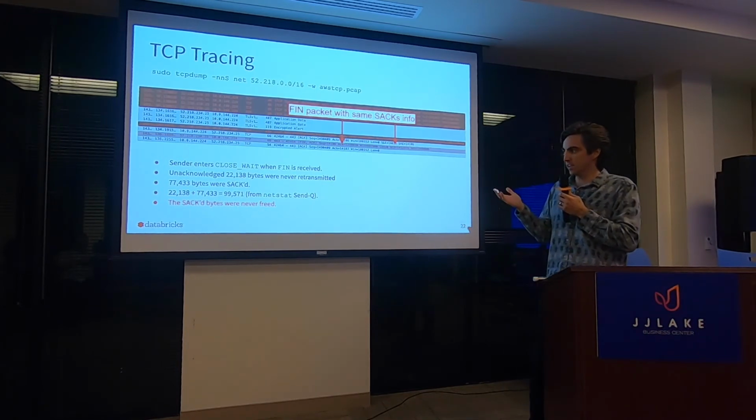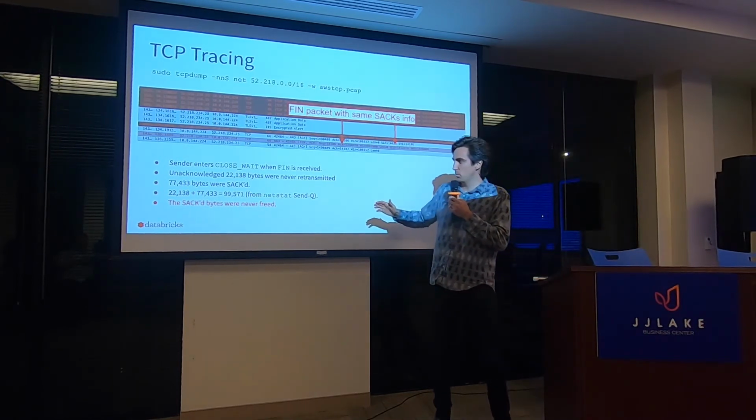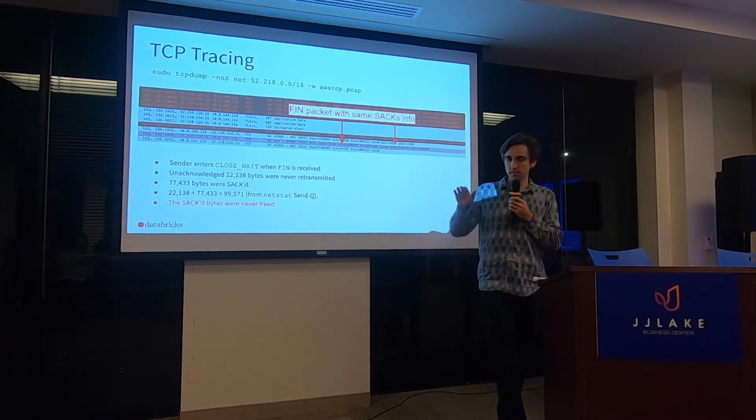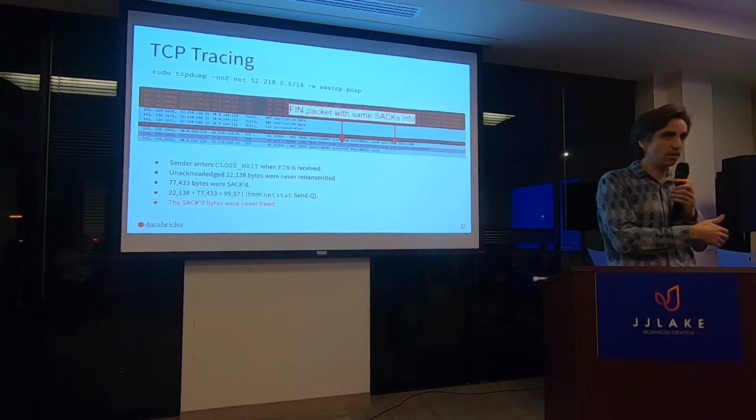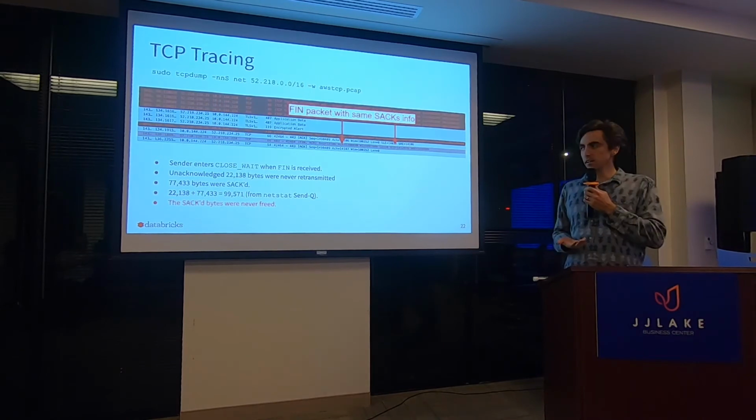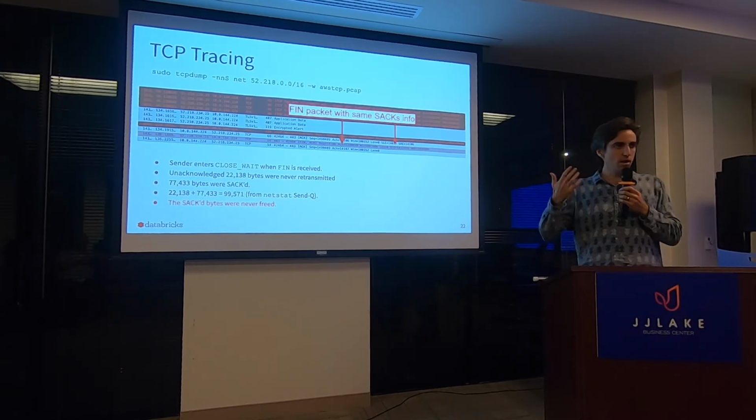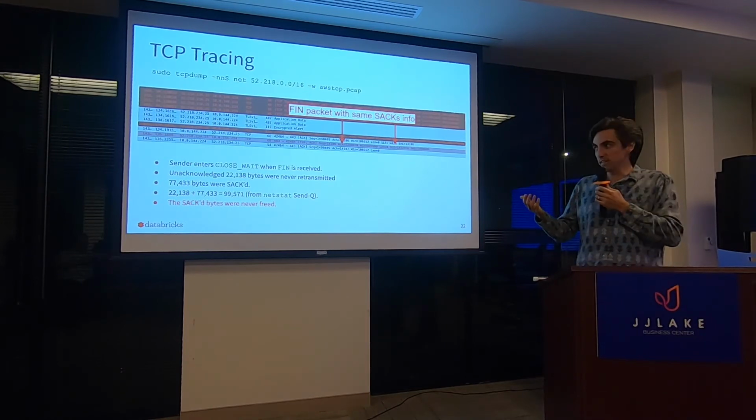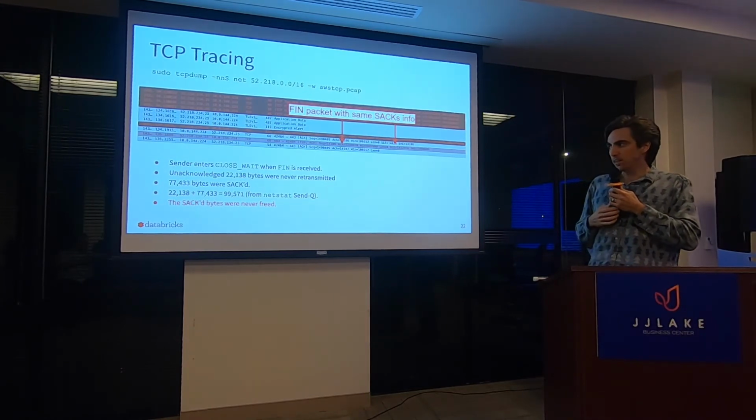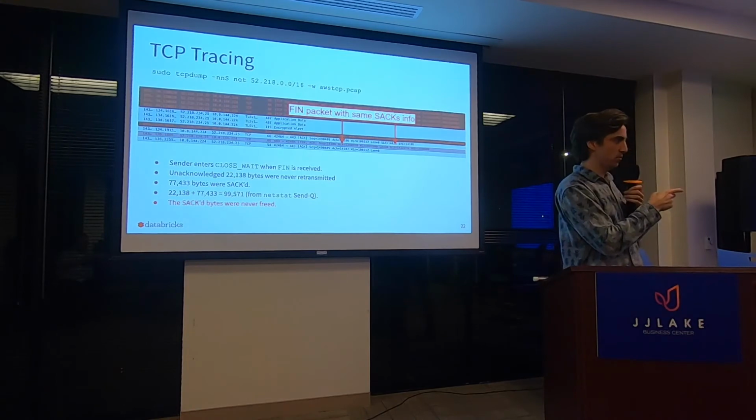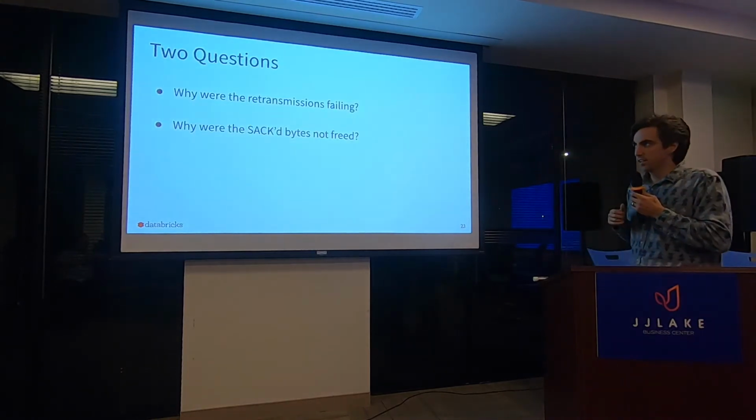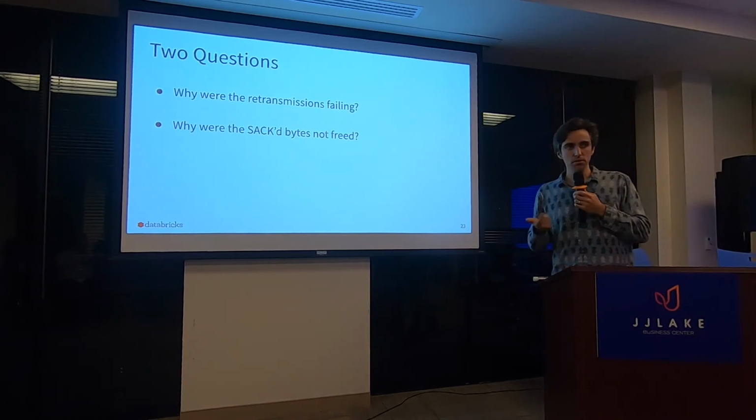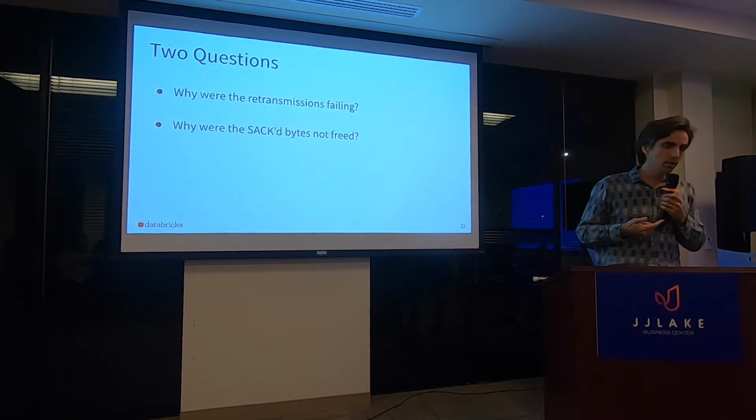So the weird thing is, we actually selectively acknowledged, or the remote side acknowledged, 77 or 76K. Why weren't those bytes freed? That's a second question that came up here. They were ACKed, so why weren't they released? So I had two questions. Why are the retransmissions failing? And then why are those sacked bytes not getting freed?